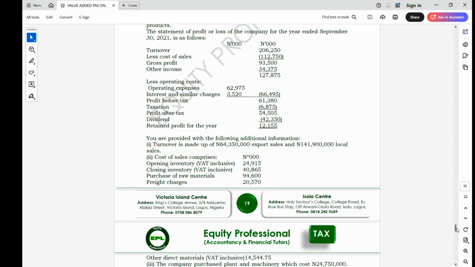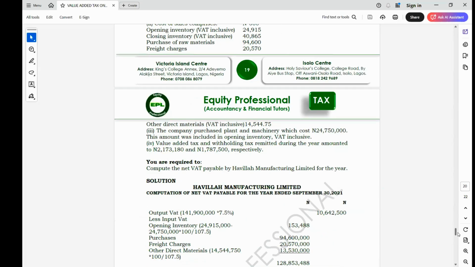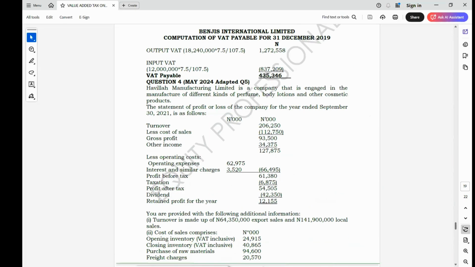You are right also. The local sales is going to be charged value added tax. Anything export is not going to be consumed in Nigeria, and we adopt the destination principle. We are not told whether it is VAT inclusive or exclusive, so we assume it is VAT exclusive. So only the local sales attracts output VAT.